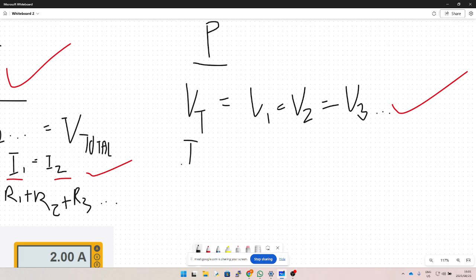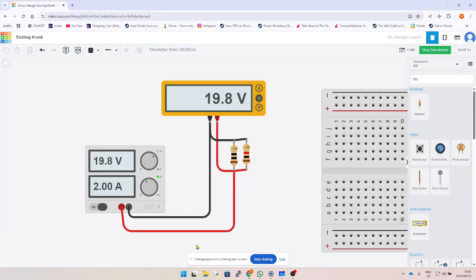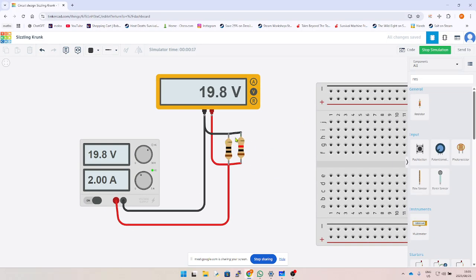So your amperage then is now I1 plus your I2 plus your I3. And what does this mean? This means if I measure amperage across any branch, well, your amperage is now split.